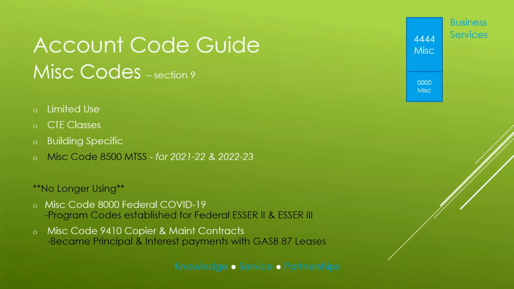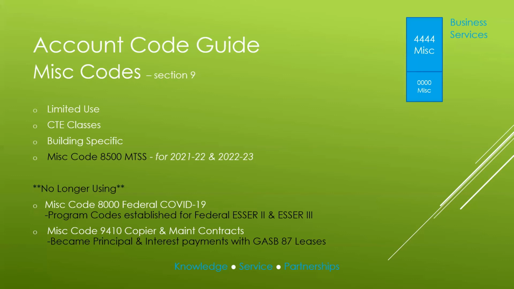This is not something that we just automatically do. And then of course we created MIS code 8500 for MTSS to track that allocation expenditures in 21-22 and 22-23. Now we are no longer using MIS code 8000 federal COVID-19. Those were our costs above and beyond normal operations. However, OSPI has developed program codes for our use for the ESSER 2 and ESSER 3 grants now.